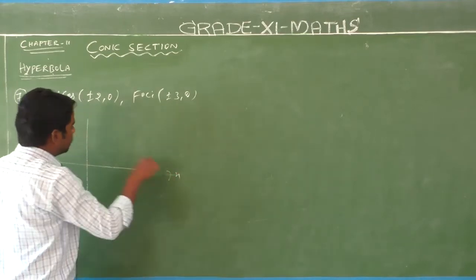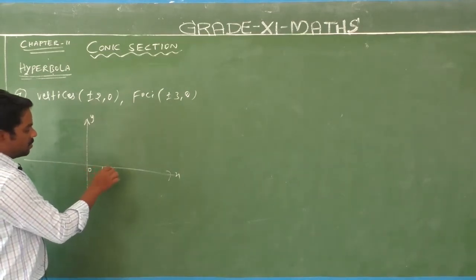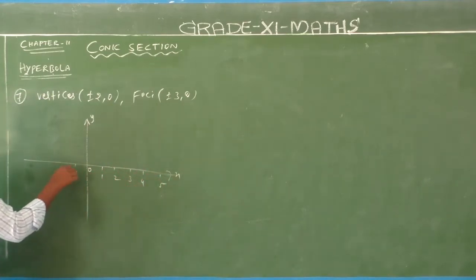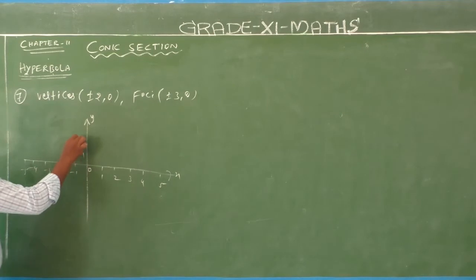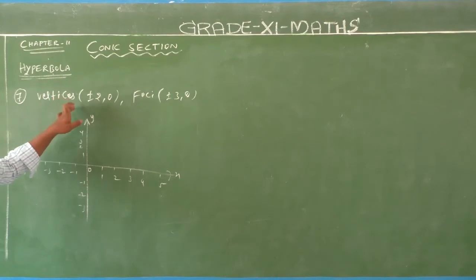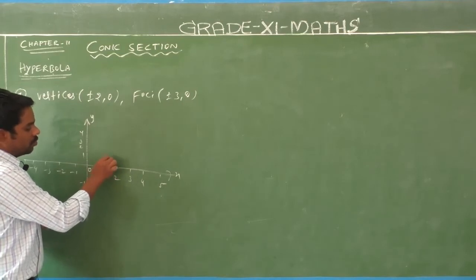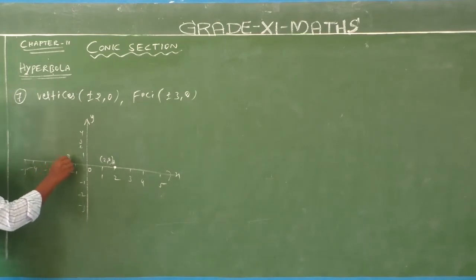Let's take the xy plane and plot these points. Vertices are (2, 0) and (-2, 0). Here is the origin. So plus 1, 2, 3, 4, 5 and minus 1, minus 2, minus 3, minus 4, minus 5. Plot these points. The vertex (2, 0) is A, and (-2, 0) is A dash.